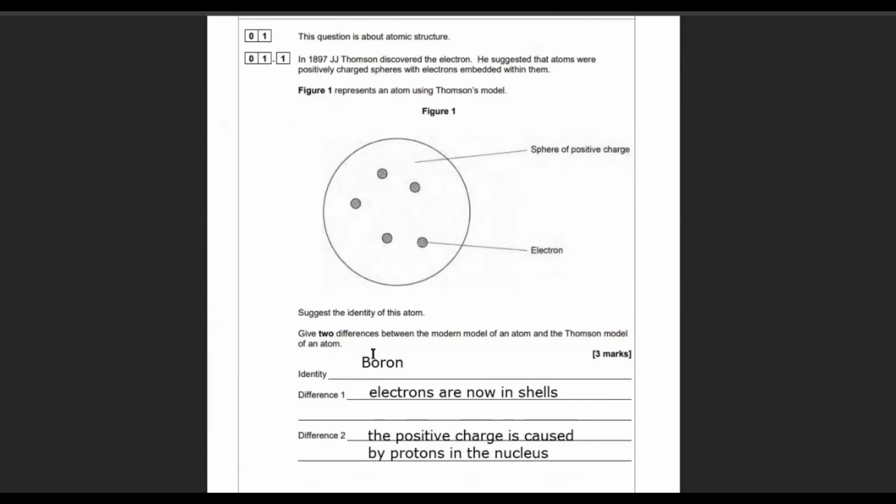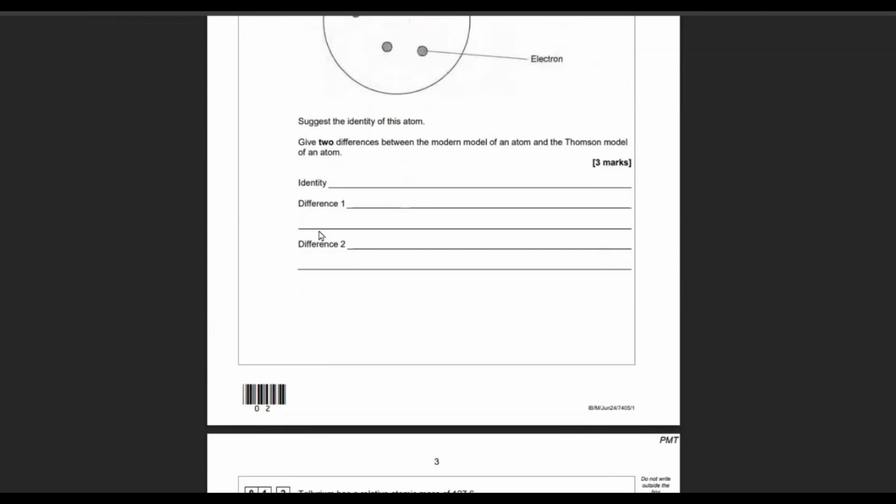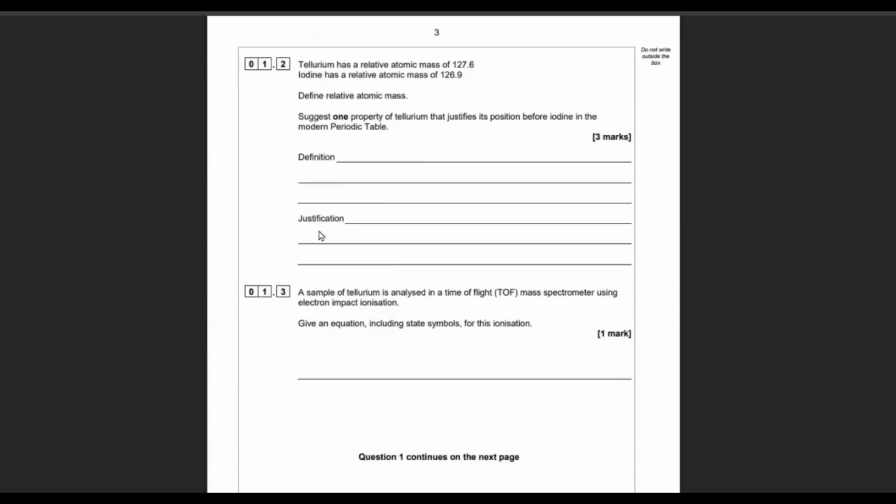But yeah, okay, that's going to get you all 3 marks. So boron, electrons in shells, positive charge caused by protons in the nucleus. We now know that the mass is made of neutrons and protons in the nucleus. We could have said that as well. And we could have given the idea of electron orbitals, electrons at different distances, that kind of thing.